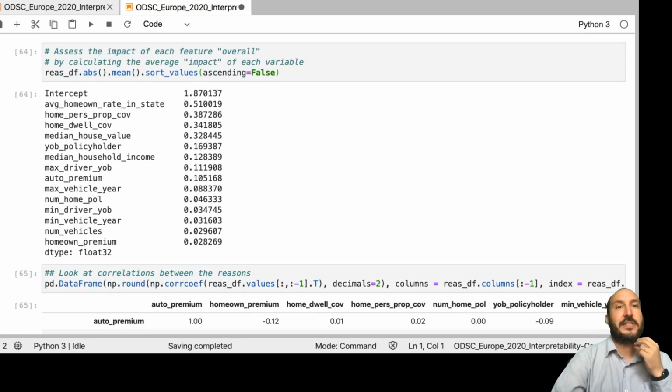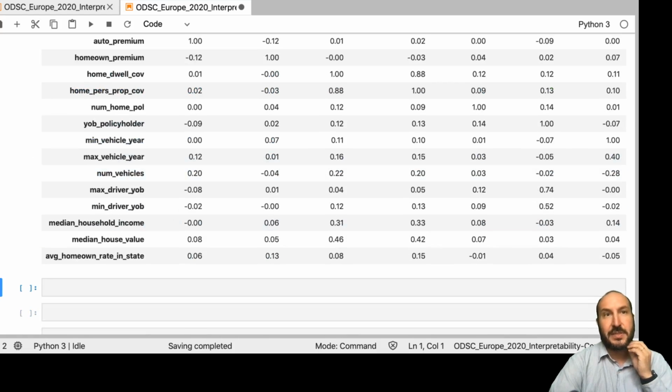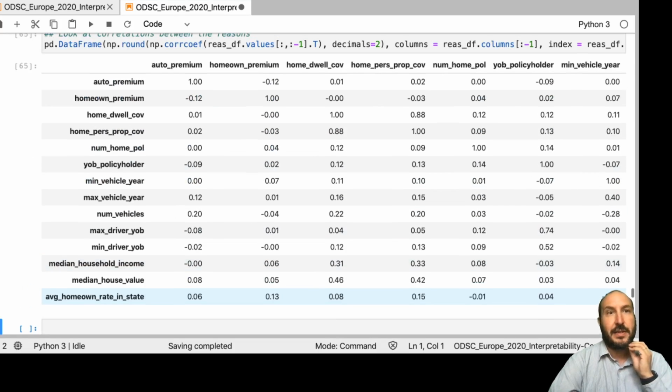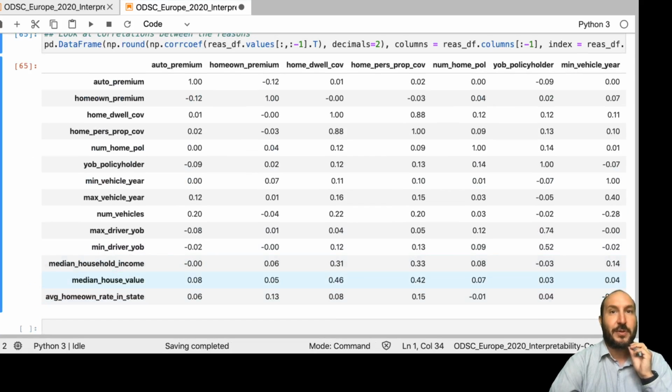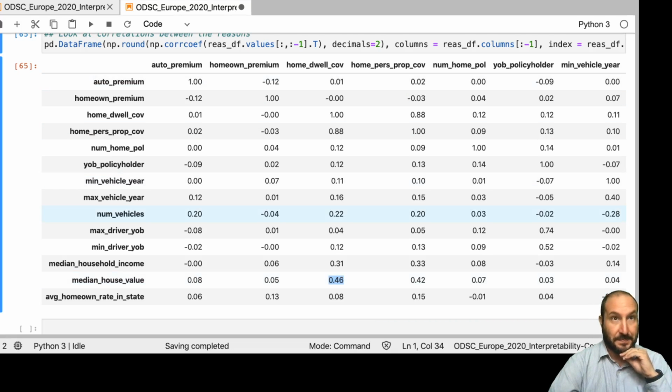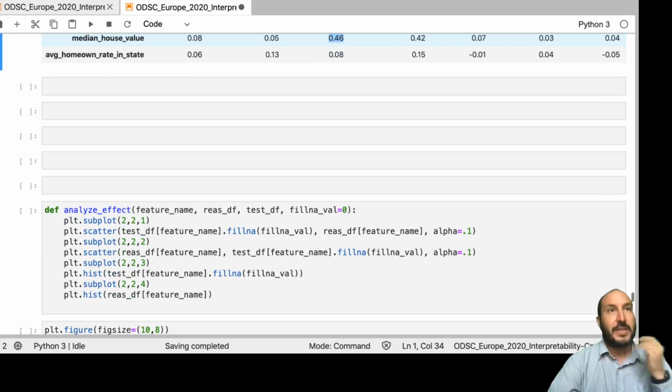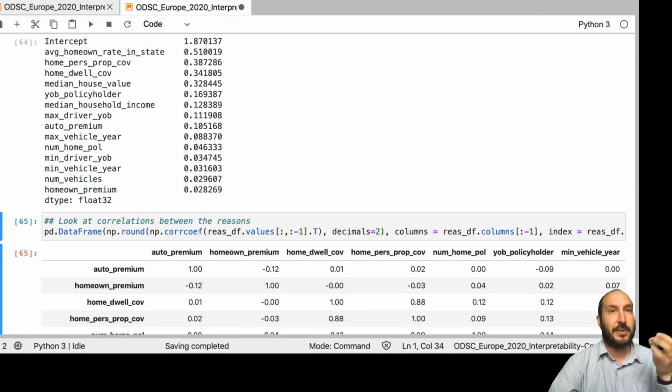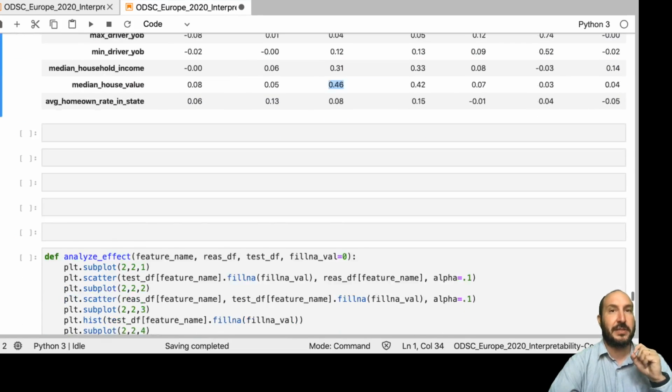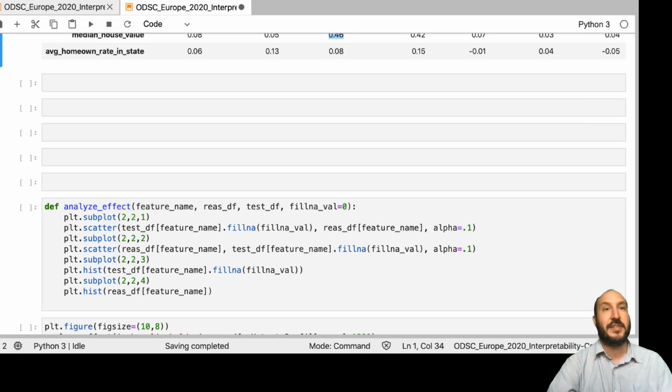We could also take these reasons and look for the correlations between them. So this is just something to play around with. One thing you'll notice, for example, this 0.46, you'll see that the home dwelling coverage is related to the median housing value. Well, that makes sense because if you live in an area where the housing values are high, you're more likely to have your home insured for a large amount of money. But again, these are now tools by which you can look at individual predictions and really get a sense of which features are contributing to those predictions, positively or negatively.